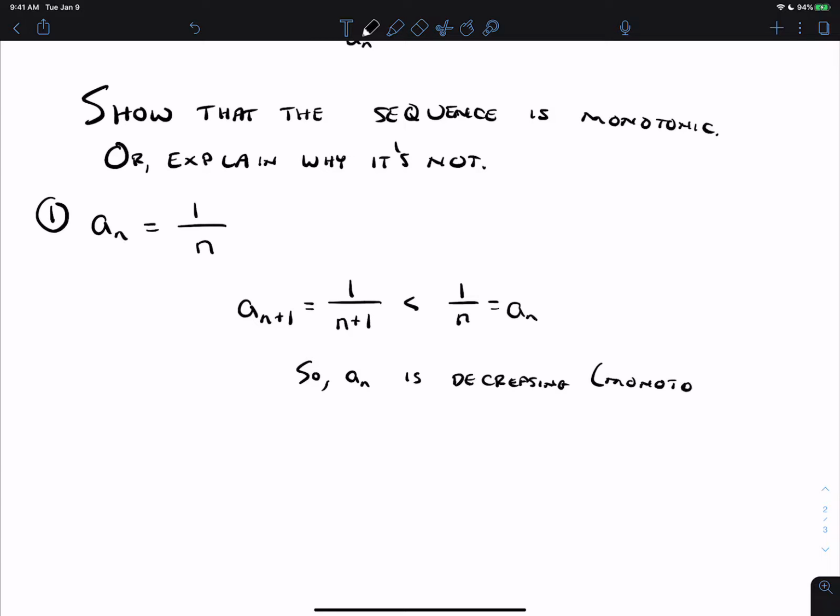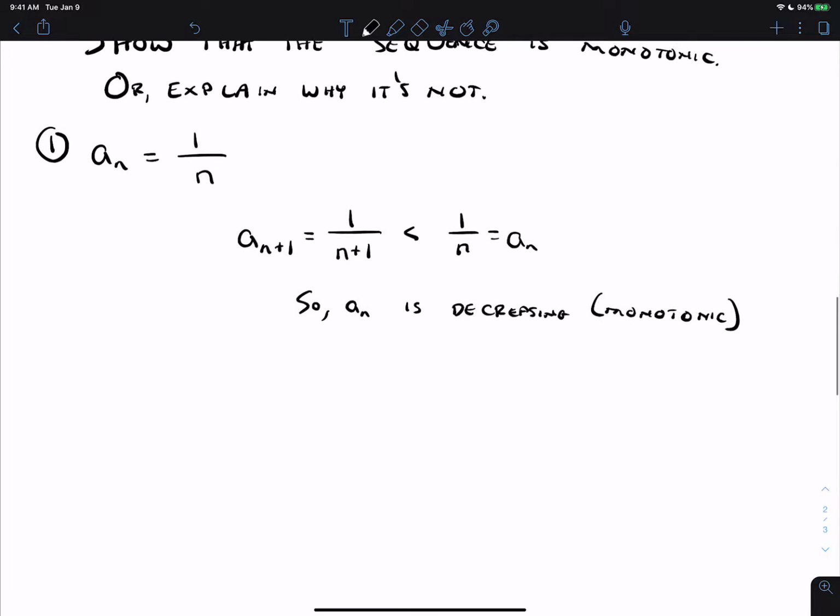Because we know that it's decreasing. Monotonic means it's either increasing or decreasing. Let's look at a second example.